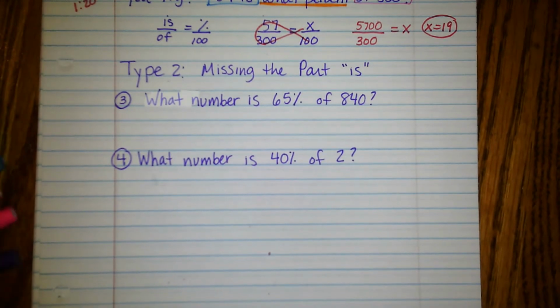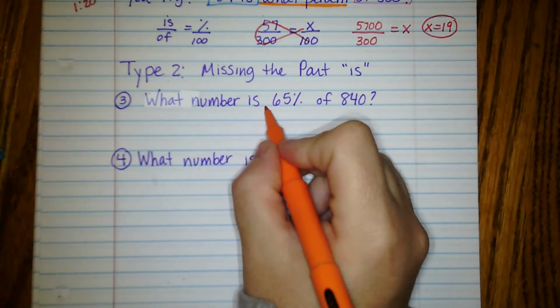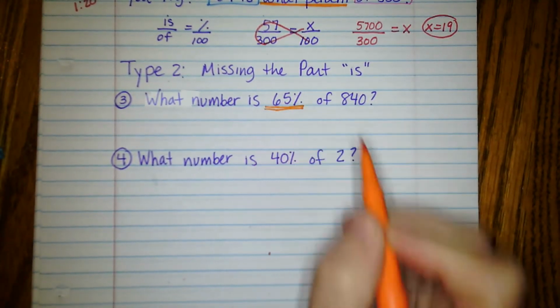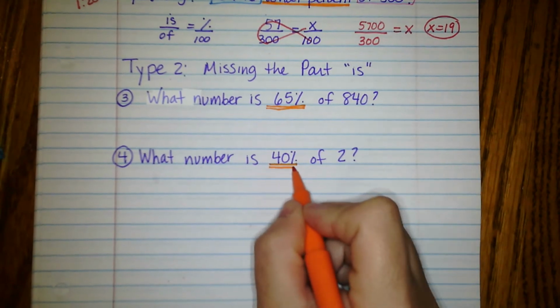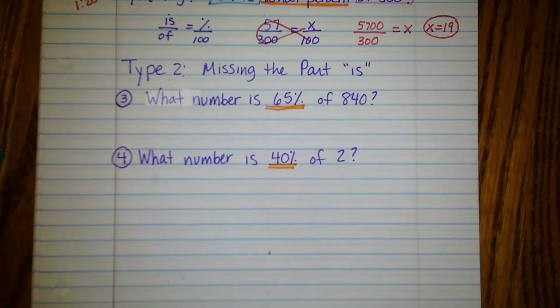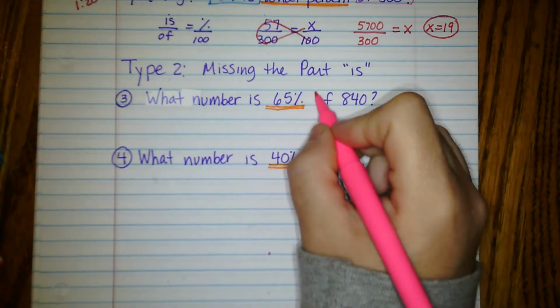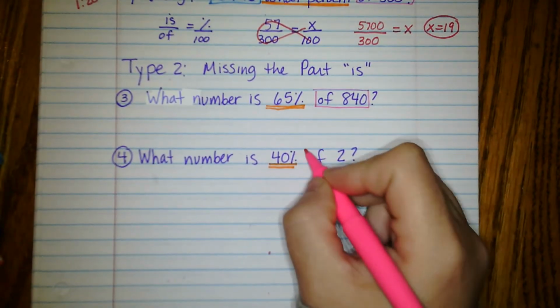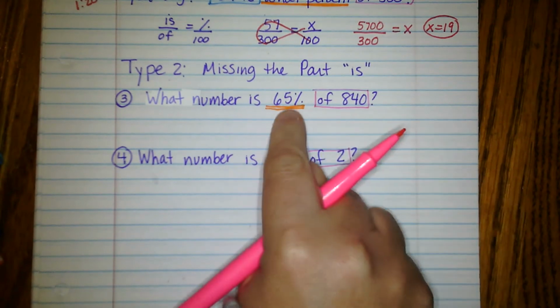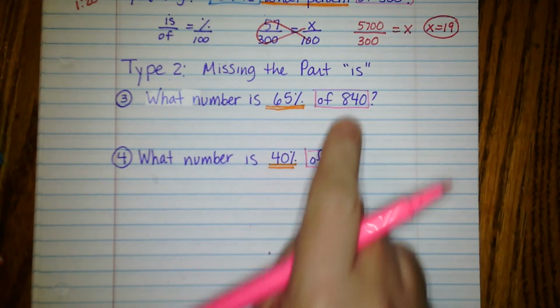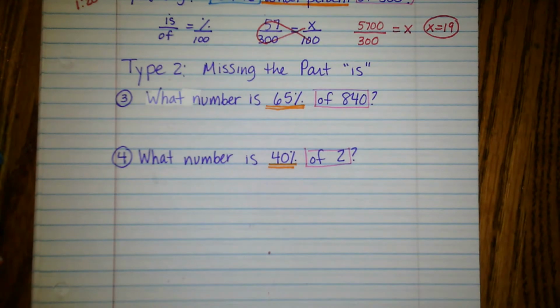Now, in this case, the first thing that I want you to box out or underline is the percent. And our percent has a number on it, which means that we know that information. So that's super important. The other thing we want to do is take a look and see what other number is there. So in this case, they give me an of 840, and they give me an of 2. So that means I have the percent and I have the of.